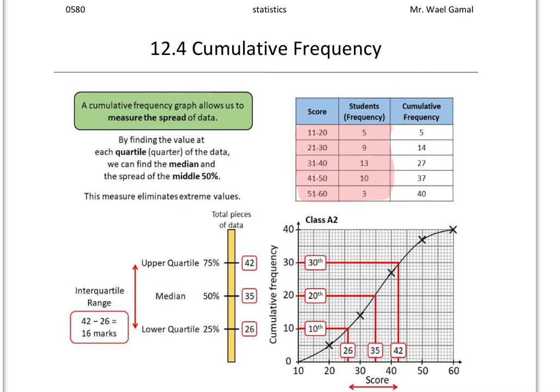Bismillah. In this lesson, I'm going to show you how to draw the cumulative frequency curve for a cumulative frequency table.